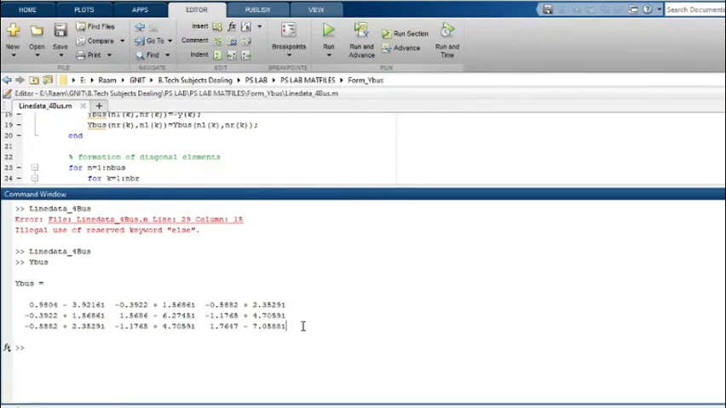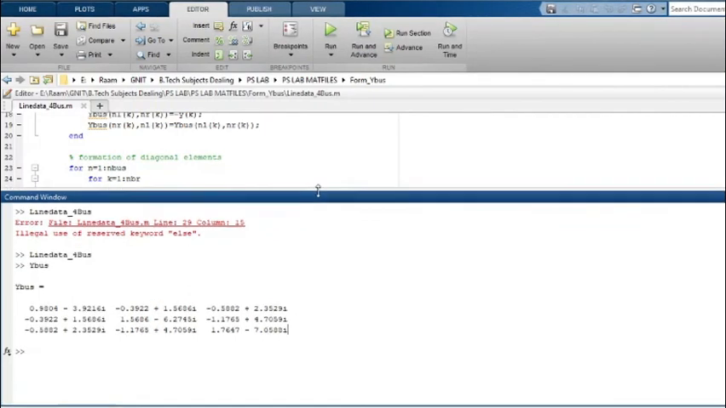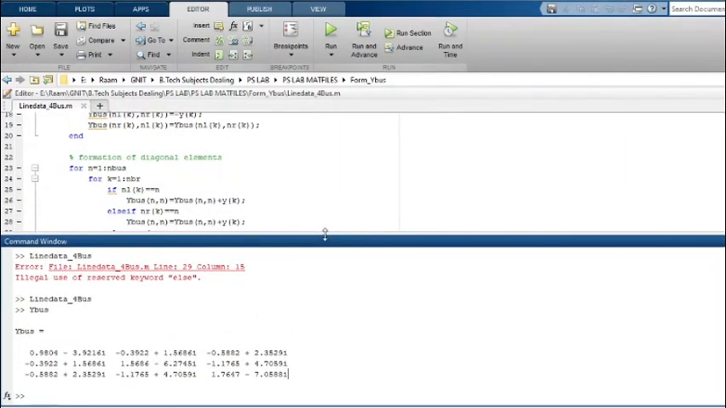So all the values we have calculated theoretically are matching. So the practical values are matching perfectly with the theoretical values. Okay. So this is the way how we are going to do it theoretically as well as practically in order to form the Y bus. Thank you so much for listening to this session.